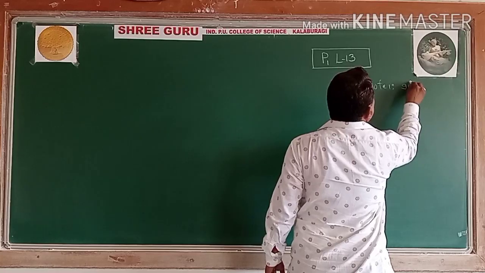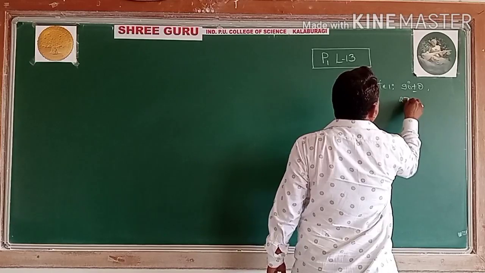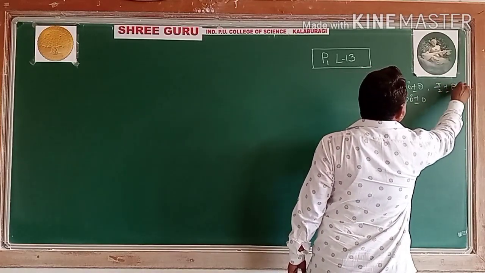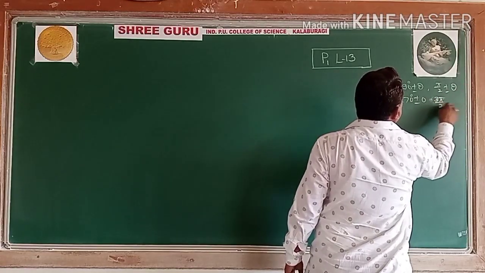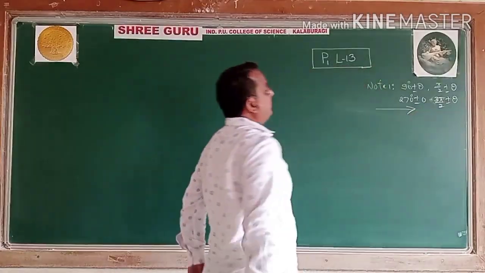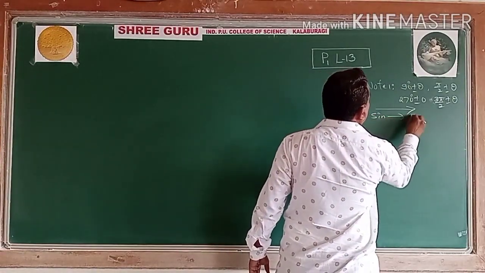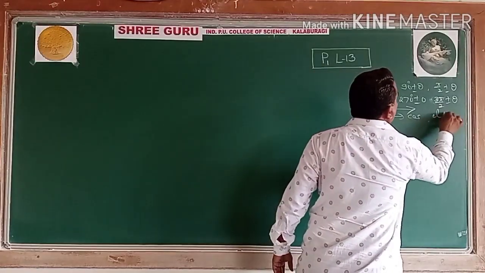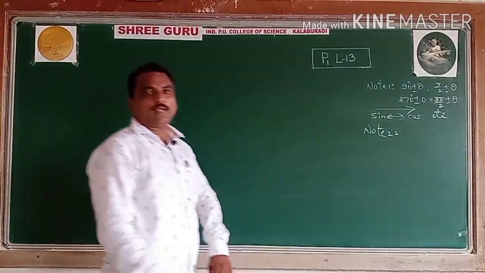When the angles are in the form of 90 degree plus or minus theta, 270 degree plus or minus theta, or in terms of radians pi by 2 plus or minus theta, 3 pi by 2 plus or minus theta, in these cases the trigonometric functions change. If it is a sine, it becomes a cos. If it is a cos, it becomes a sine, and so on.